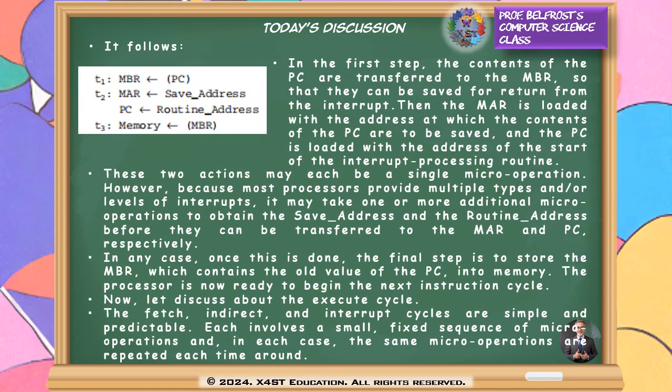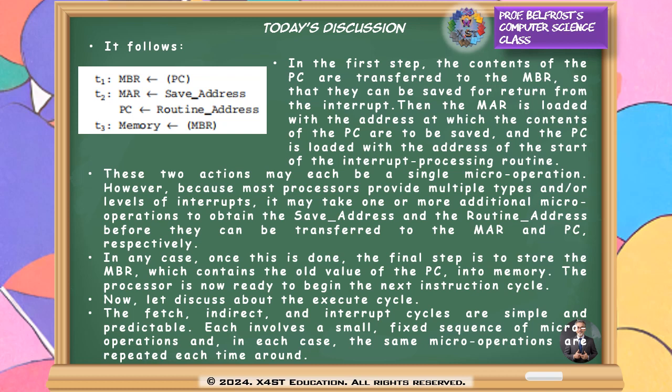Okay, so it follows. In the first step, the contents of the PC are transferred to the MBR so that they can be saved for return from the interrupt. Then, in the second time unit, the MAR is loaded with the address at which the contents of the PC are to be saved, and the PC is loaded with the address of the start of the interrupt processing routine. These two actions may be a single micro-operation.